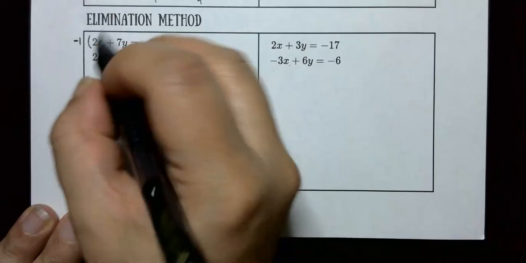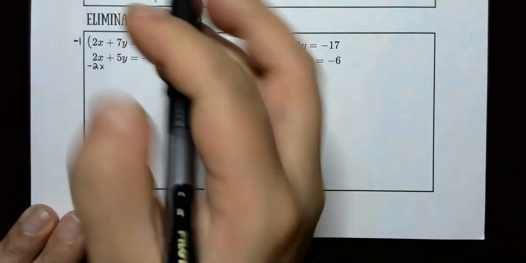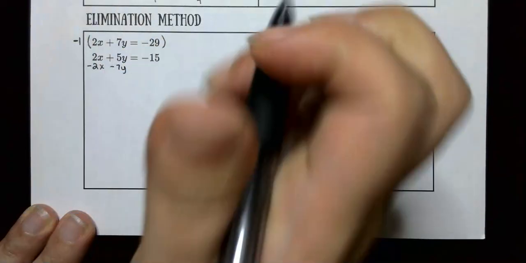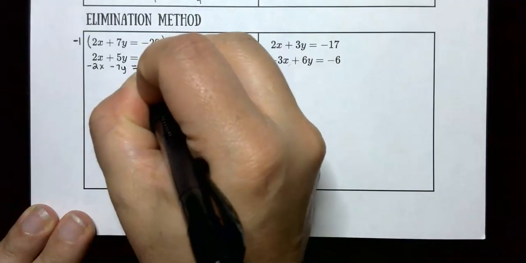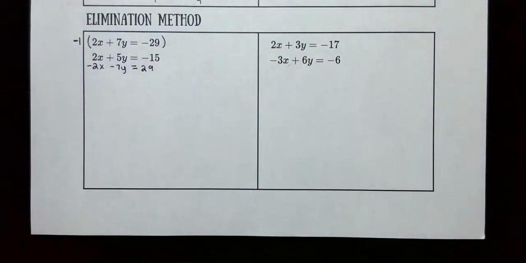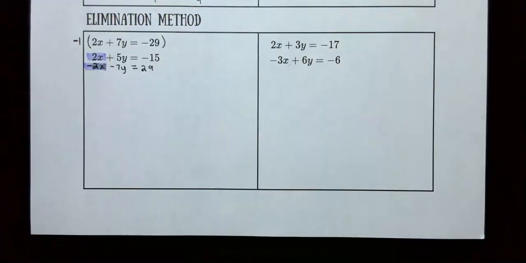So negative 1 times 2 is a negative 2x. Negative 1 times 7, negative 7y. Negative 1 times negative 29 is a positive 29. Now I have exactly what I need. I have two numbers that are the same, but they are the opposite sign. So this will now become 0 because one's positive and one's negative.